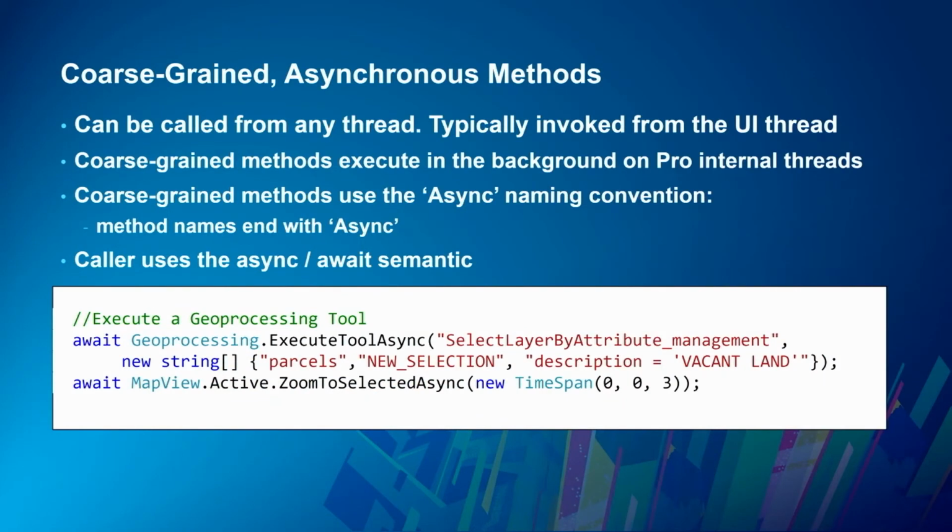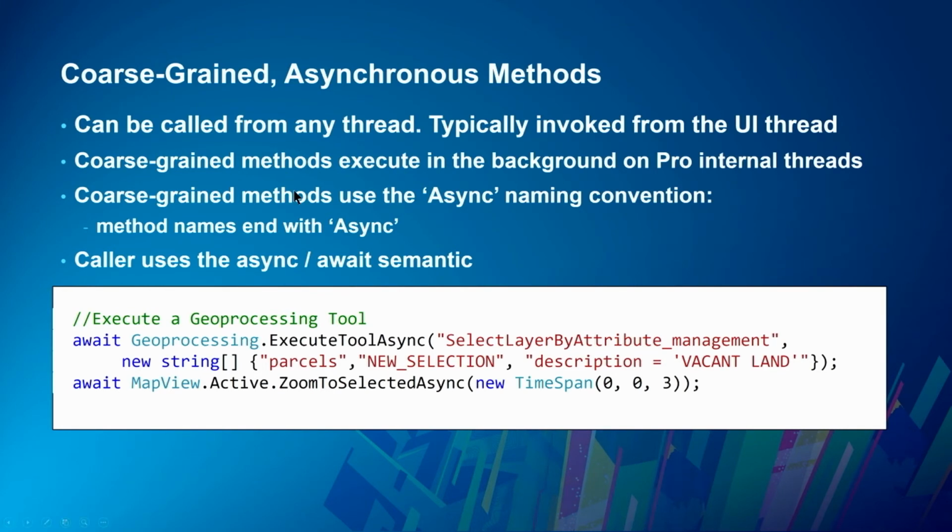So first, let's look at coarse-grained asynchronous methods. Again, they can be called from any thread. Typically, you would invoke them from the user interface thread, though. Coarse-grained methods execute in the background, but they are internally processed on Pro internal threads. But that's hidden from you. You don't need to know about that. Coarse-grained methods use the async naming convention.